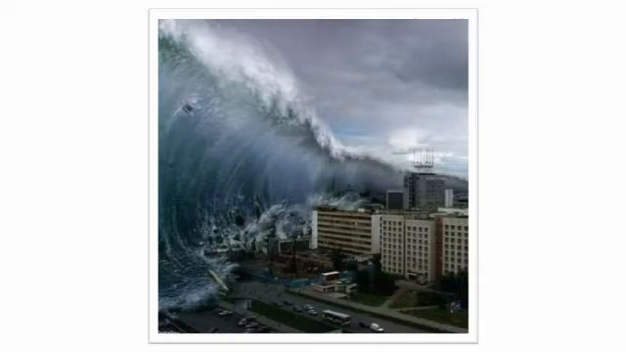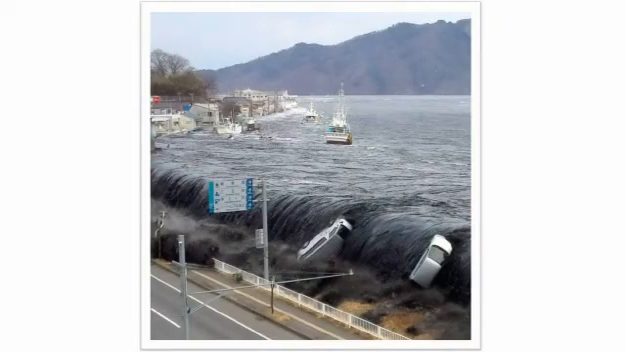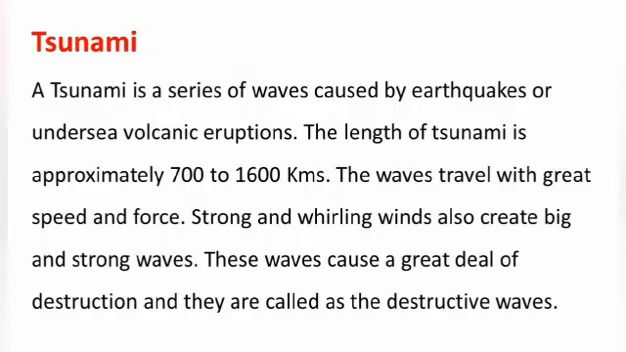Strong and whirling winds also create big and strong waves. So the waves get even stronger and the length of the waves increases. So it can cover a large area in destruction. The waves which are seen in tsunami cause a great deal of destruction. That's why they are called destructive waves, because they can reach great heights as well as many kilometers. So very easily it can destroy many buildings together as well as many lives together. So it is one of the most dangerous disasters.